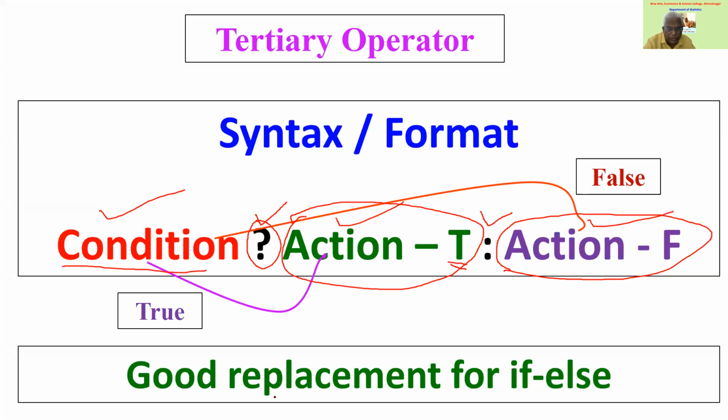Instead of if-else, you can very well use the ternary operator, and that is a feature of the C language. You know that in if-else, if we put a certain condition and that condition is true, we perform a certain action. If that condition is false, we go for the else part, and in the else part, there is another set of actions. So instead of if-else, you can very well use the ternary operator.